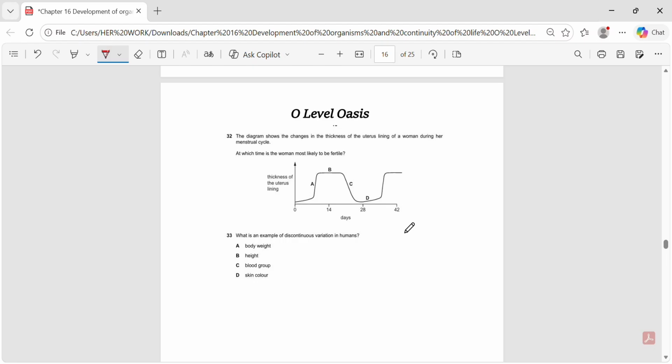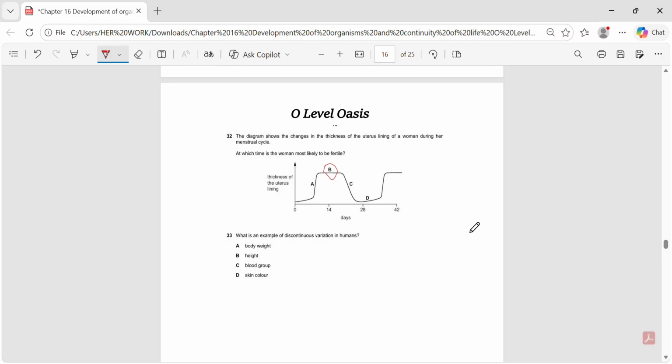During this stage, fertility is increasing because the reproductive system is getting ready for ovulation. Next, phase B, day 14, represents the peak of the cycle, where ovulation usually occurs. At this point, an egg is released from the ovary, making this the time when fertility is at its highest. The uterus lining is also well developed, creating ideal conditions for fertilization.